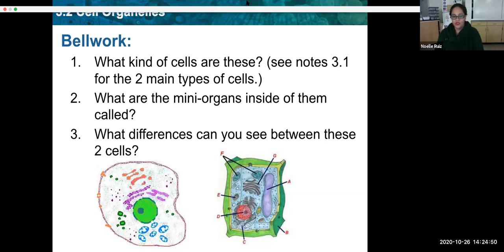All right, so we have two cells at the bottom. And last week we went over two main types of cells. We went over prokaryotic cells and we went over eukaryotic cells. So knowing what you know about the two main types of cells, what do you think those are? So Angelina says the first one is prokaryotic, the second one is eukaryotic. Anyone else?